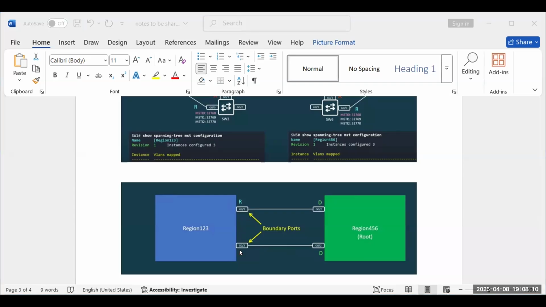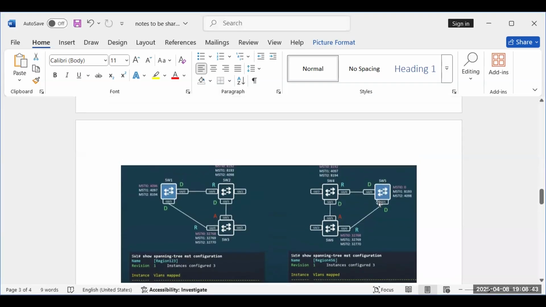One more doubt. As you said, if the priority of one switch is lower, then the next lower priority switch will automatically become the root bridge if the previous switch goes down. How does it go down actually? You want to know how it will go down? See, in this scenario, if this is the root bridge, right?